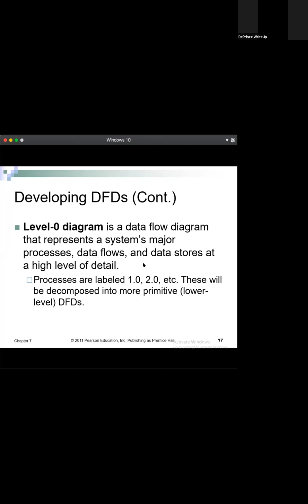And remember, in our context diagram, the process is labeled as 0, which means at the next level, the processes will be labeled 1.0, 2.0, okay? So let us look at an example so that it will give you a clearer understanding.